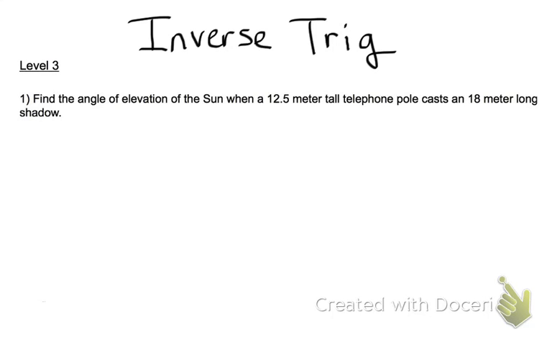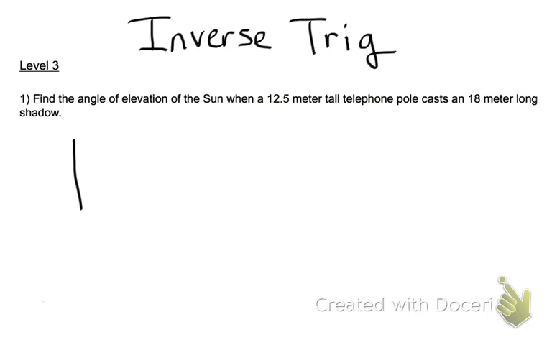We're going to do inverse trig, and these are level 3 problems. All right, number 1, the question says, find the angle of elevation of the sun when a 12.5 meter tall telephone pole casts an 18 meter long shadow.